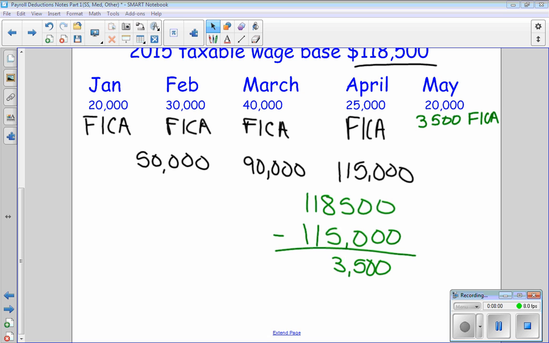Any more questions? What if I make $30,000 in June? How much FICA tax do I have to pay? None. Okay? I get to keep the money that would normally go to FICA because I've reached the $118,500 limit.